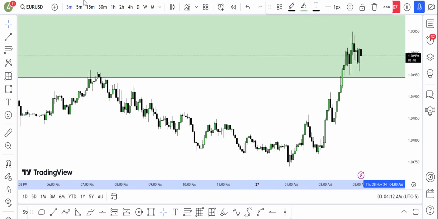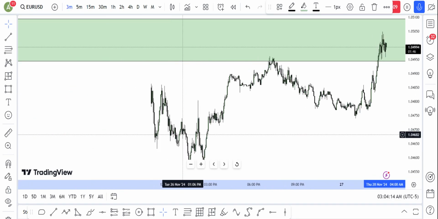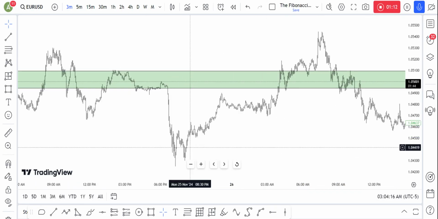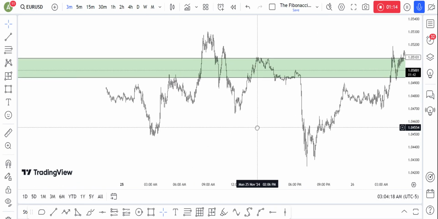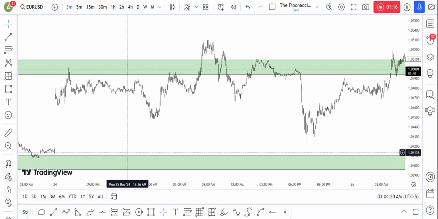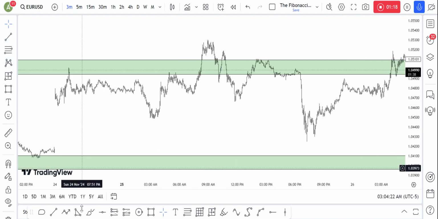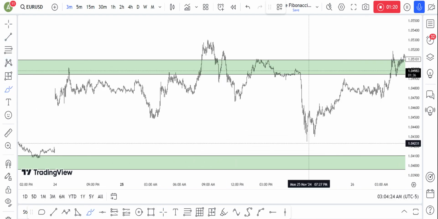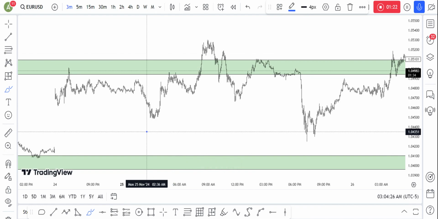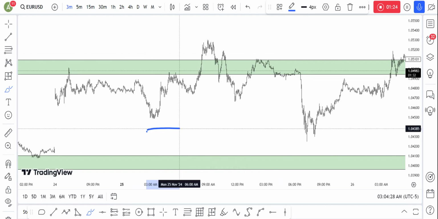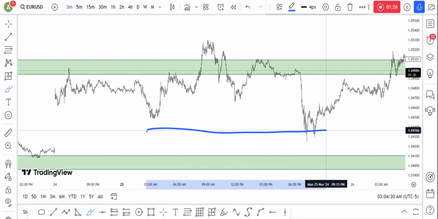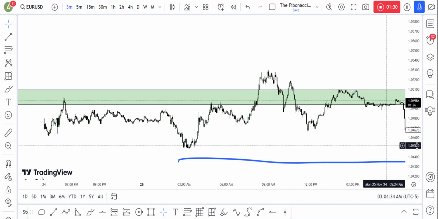So let's go into the 3 minute time frame. In the 3 minute time frame, we can see that price was here. My take profit was below this area. So my TP was roughly here. I took my TP around this area. I will share the proof on my Instagram stories. You can watch it there.